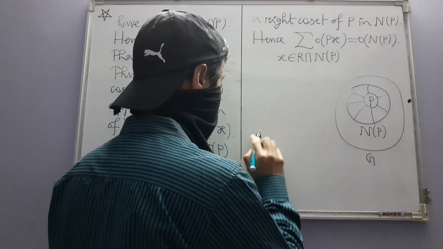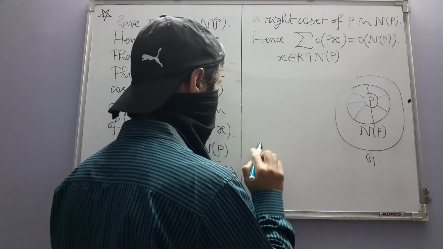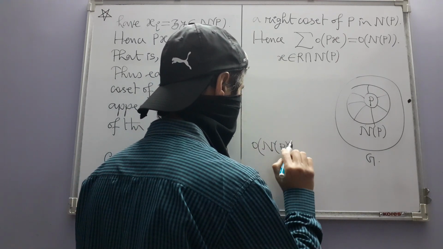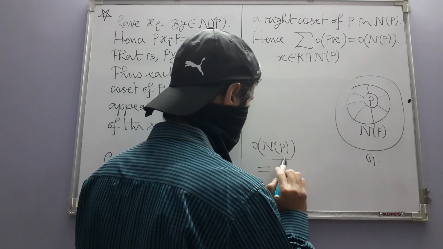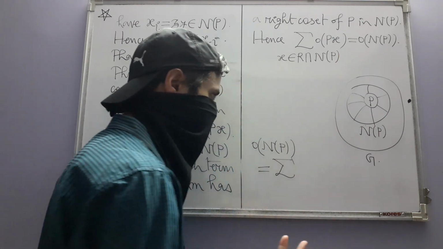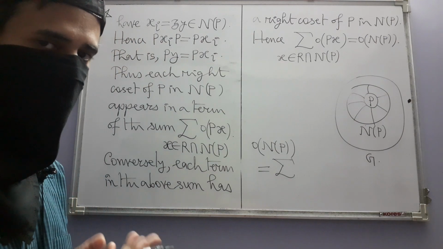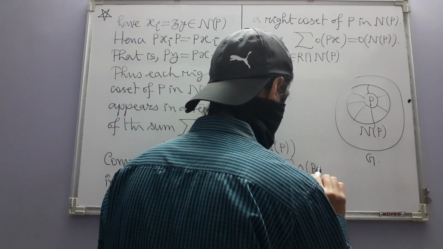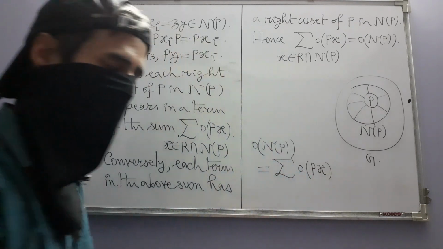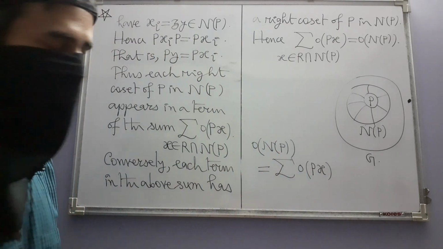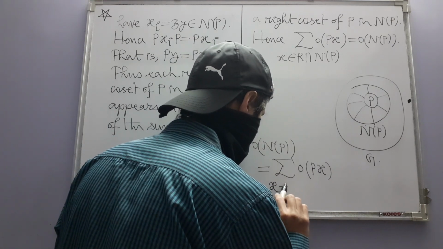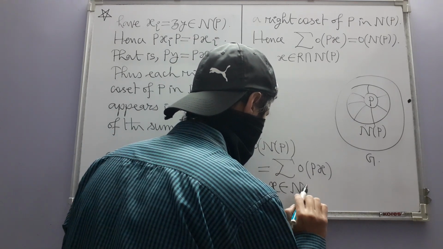Using that decomposition, how are you able to write the order of N of P? Using the technique that is used in the proof of Lagrange's theorem. This is nothing but the sum of the orders of all the distinct right cosets as x varies over the distinct right cosets in NP.